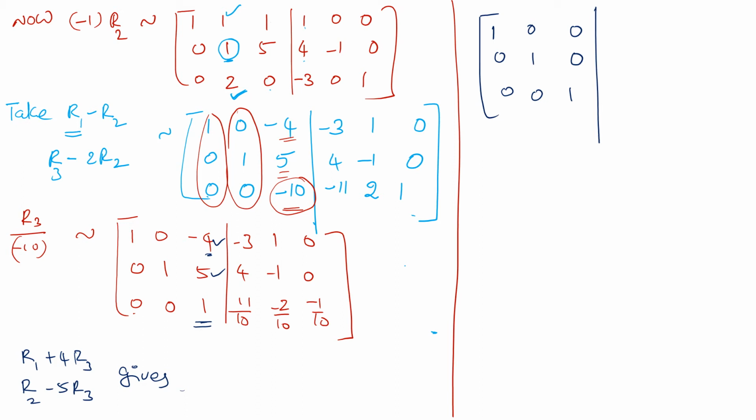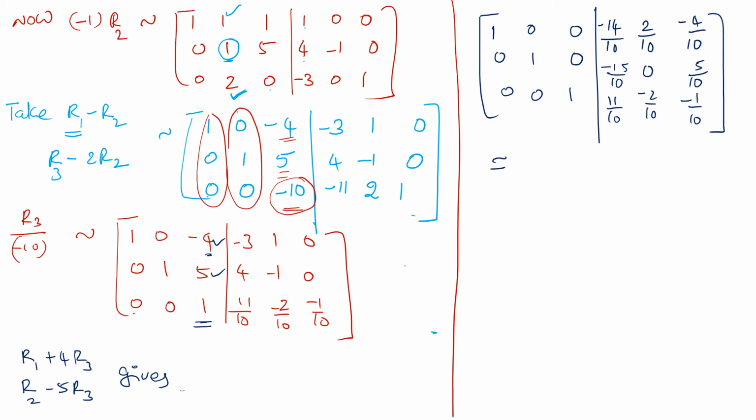See what the changes are on the right side matrix. This step is, next term, minus 14 by 10, this is 2 by 10, and this is minus 4 by 10. Second row minus 15 by 10, next 0, next 5 by 10. Third row 11 by 10, minus 2 by 10, next minus 1 by 10. This is of the form I slash A inverse.